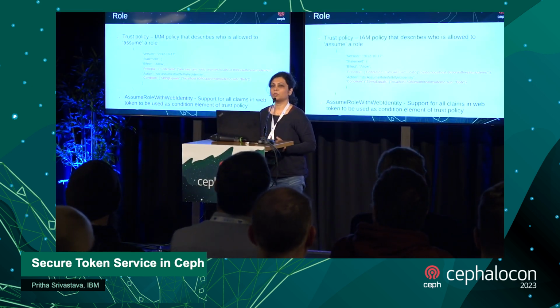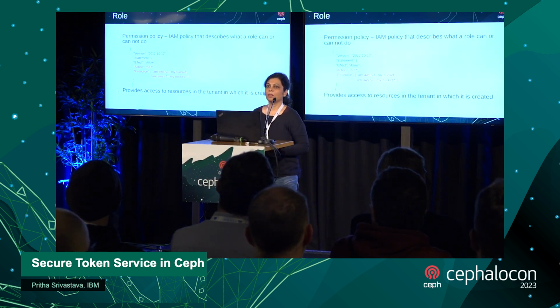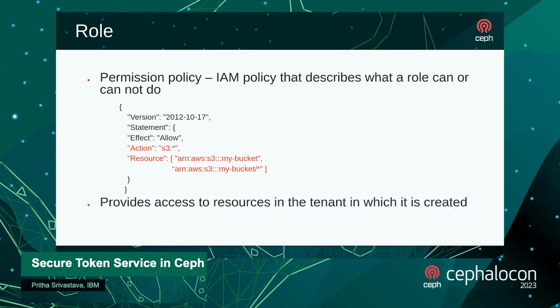And in case of assume role with web identity, we currently provide support for all claims in the incoming web token to be used in the condition element of the policy. Next is the permission policy, which describes what a role can or cannot do. So in the example here, all S3 actions are allowed on a resource called myBucket and its contents. So a role can only provide access to resources inside a tenant in which it has been created.